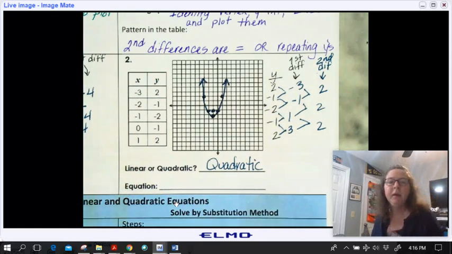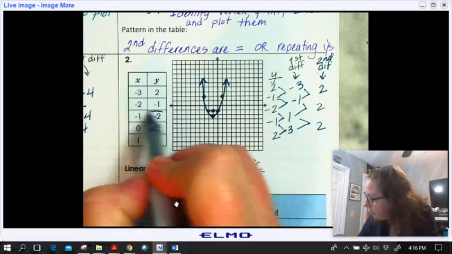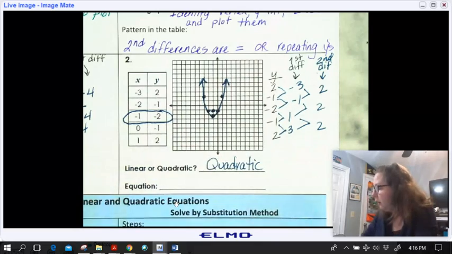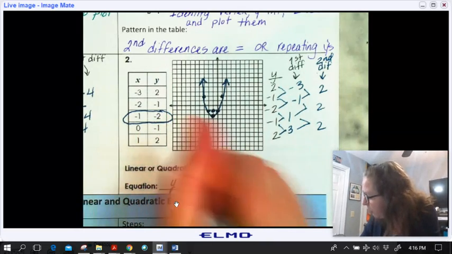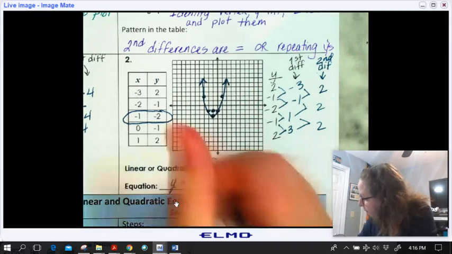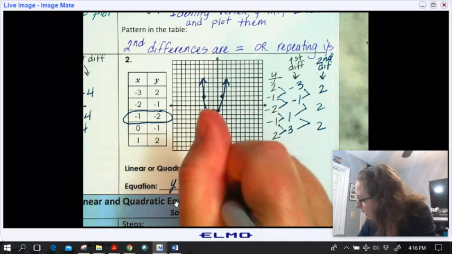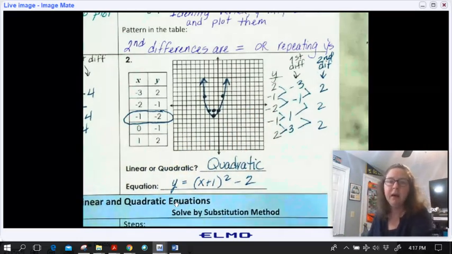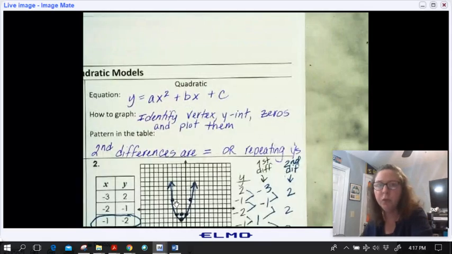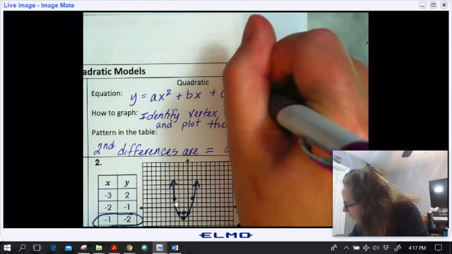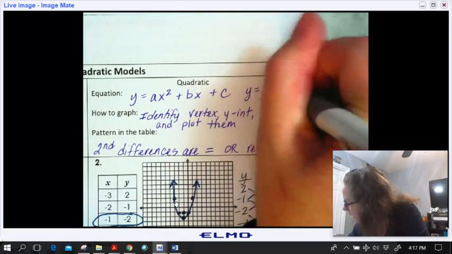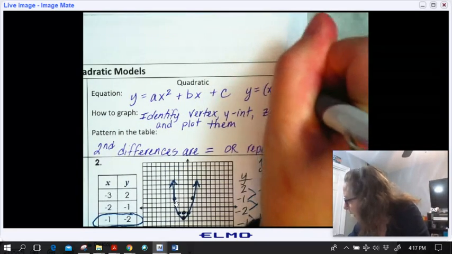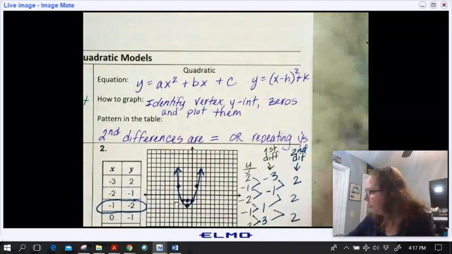should be. Now, the easiest way to write this equation is going to be in vertex form because I know my vertex. Okay, so I'm going to get y equals (x plus 1) squared minus 2. So actually up here at the top of my notes, let me add vertex form. Okay, so you could also have y equals (x minus h) squared plus k. So we do know two different ways of writing a quadratic.